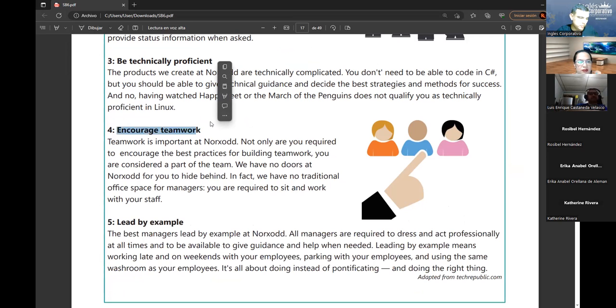Okay, encourage teamwork. Teamwork is important at NORCSO. Not only are you required to encourage the best practices for building teamwork, you are considered a part of the team. We have no doors at NORCSO for you to hide behind. In fact, we have no traditional office space for managers, and you are required to sit and work with your staff. Excellent. Very good. Good pronunciation and fluency.